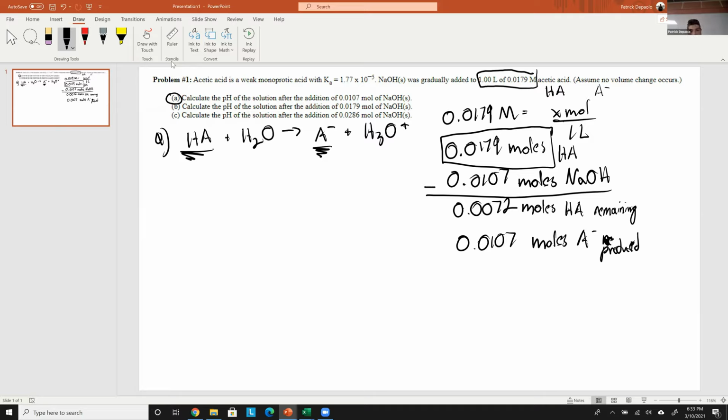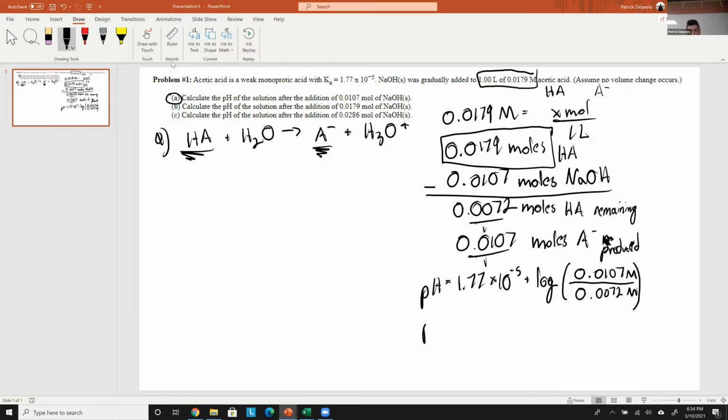So let's write it in the equation. And I want your guys' help. So pH equals pKa, which is 1.77 times 10 to the negative 5th, plus the log of the base, which is the conjugate base that is now produced, which is 0.0107 molar, because this is divided by 1, this is divided by 1, over the acid remaining, which is 0.0072 molar. And whatever this is would yield us the pH. And you can help me calculate that. And we have an answer already, I think.